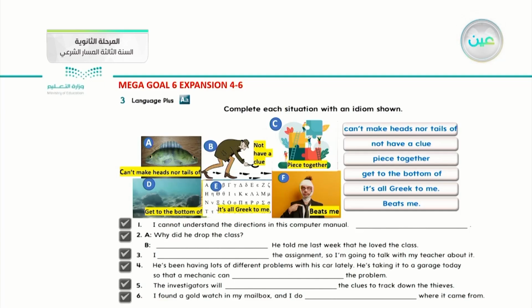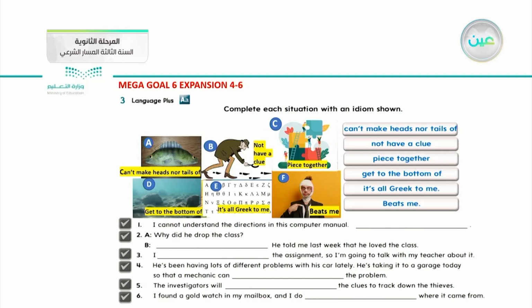Not have a clue, that what we talk about, it belongs to B. Piece together, that belongs to C. And get to the bottom of, that which belongs to D. It is all Greek to me, and belongs to E. And the last one, pets me, belong to F. Okay, let's begin to apply it. At first, we want to read it, and we will analyze that one, and we understand the meaning of the sentence before we apply these idioms with it.